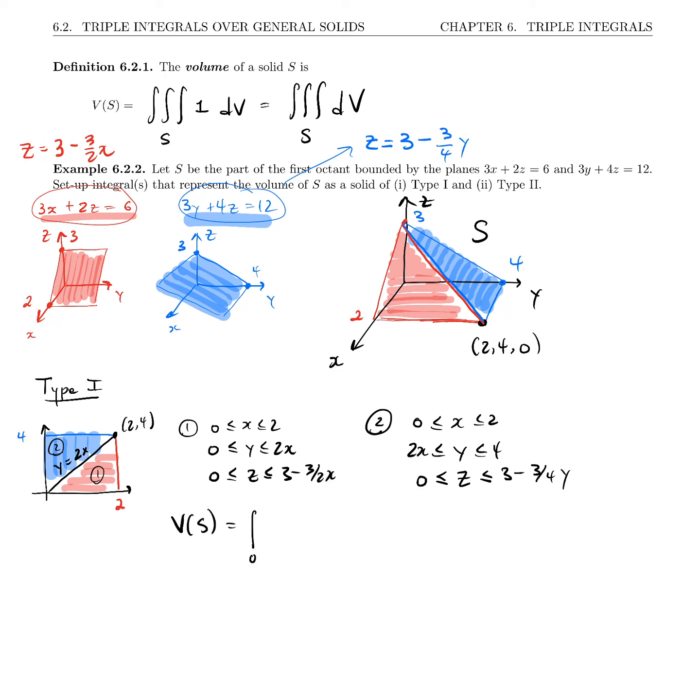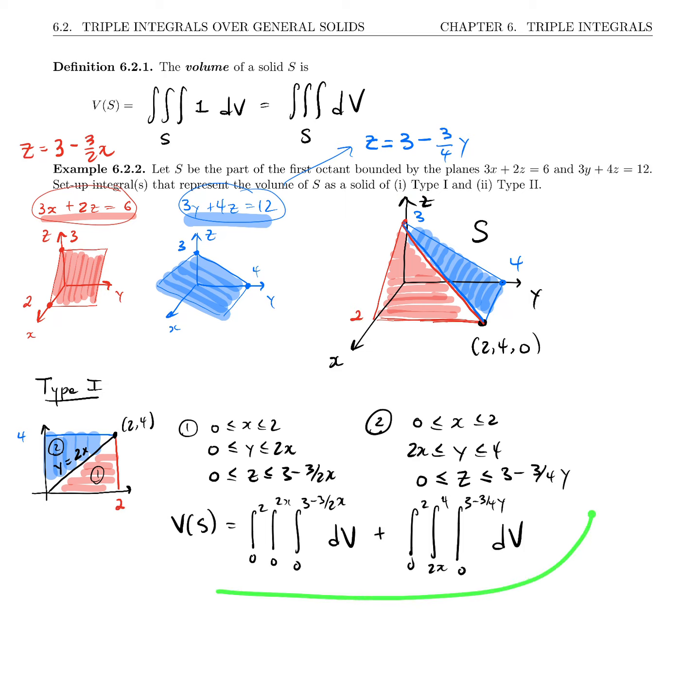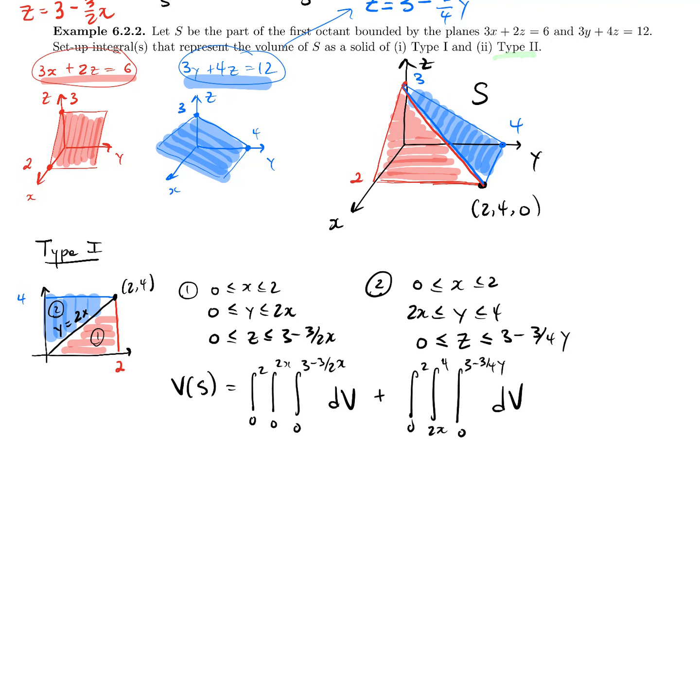So we're going to have the integral from 0 to 2, integral 0 to 2x, integral 0 to 3 minus 3 halves x of 1 dv, plus the integral from 0 to 2, integral 2x to 4, integral 0 to 3 minus 3 quarters y of 1 dv. That is set up as a type 1. Obviously, having to split it up over two regions and add integrals together is suboptimal. So let's see what happens if we set things up as a type 2.